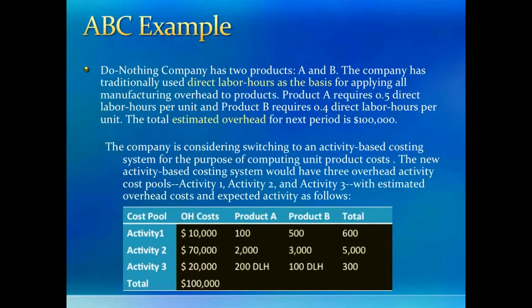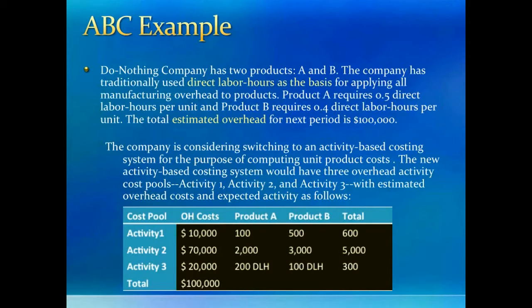Additional information to be used in ABC shows that the company has three activity pools instead of only one, and how much consumption of each activity is done by the two products is also given to you. Notice two things. One is that the total of estimated overhead costs remains at 100,000. Now they are just split into three pools. The second thing to note is that activity 3 uses direct labor hours as its driver.